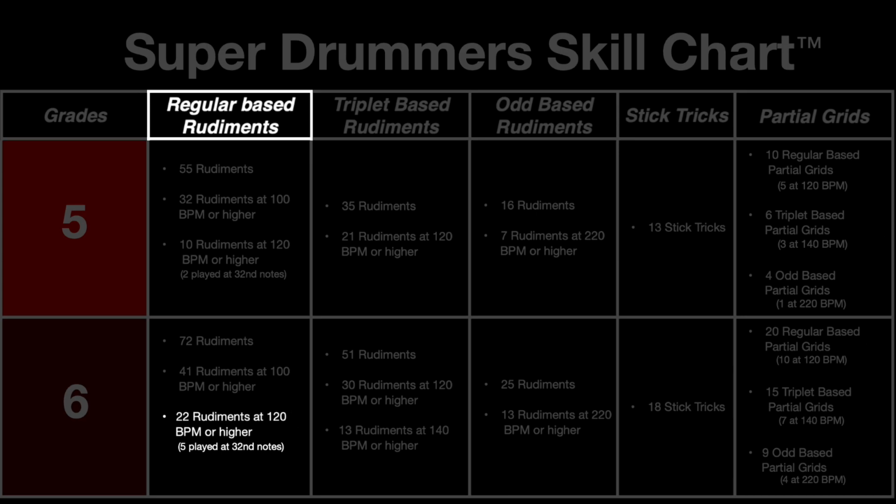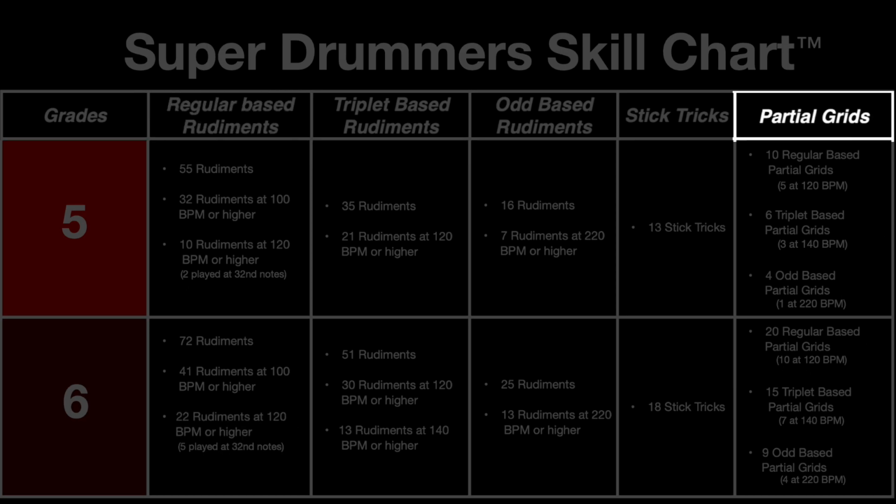And then again, for those 2 grades, looking at the partial grids, now you got to play 5 of them at a certain tempo, like 120 beats per minute for regular based partial grids. Odd based, 140, 3 of them if you're looking at grade 5. And then finally 1 at 220 beats per minute for the odd based partial grid for grade 5. And then grade 6, it gets a little more advanced. You're going to play more partial grids. Pretty much the same concept there.